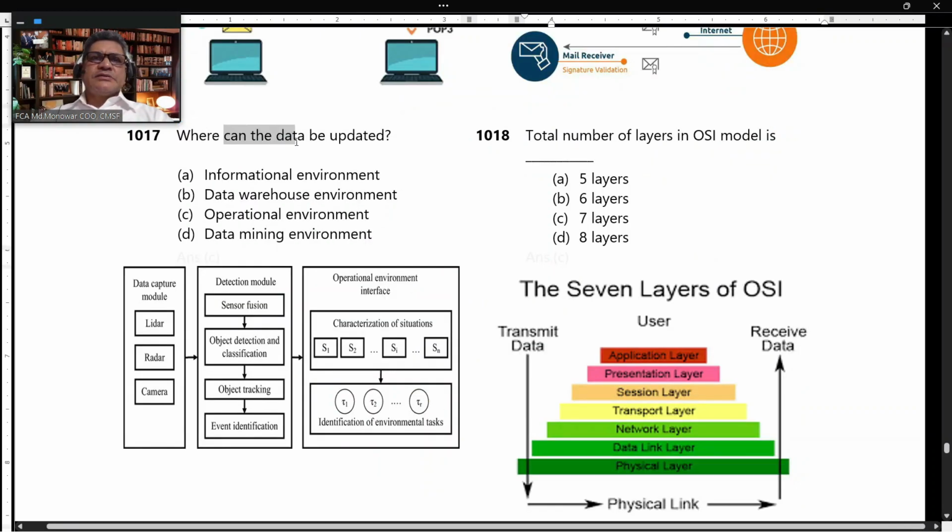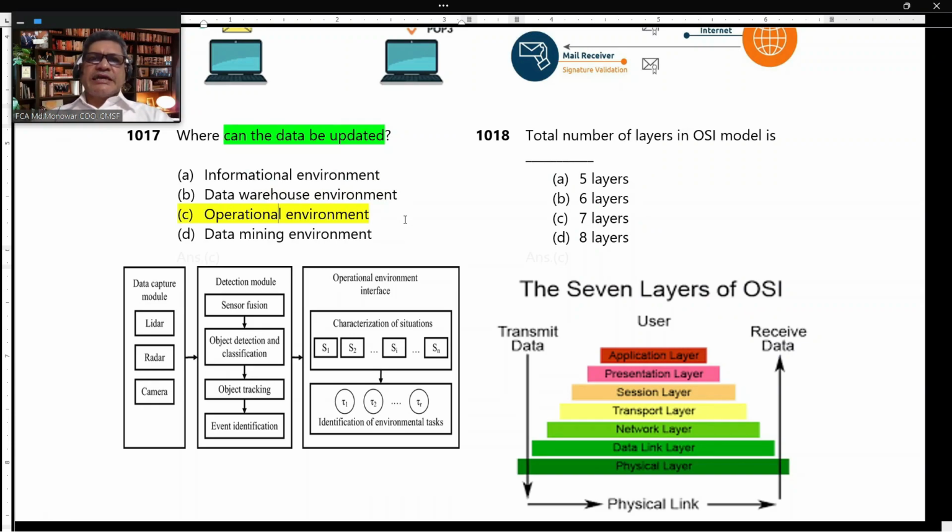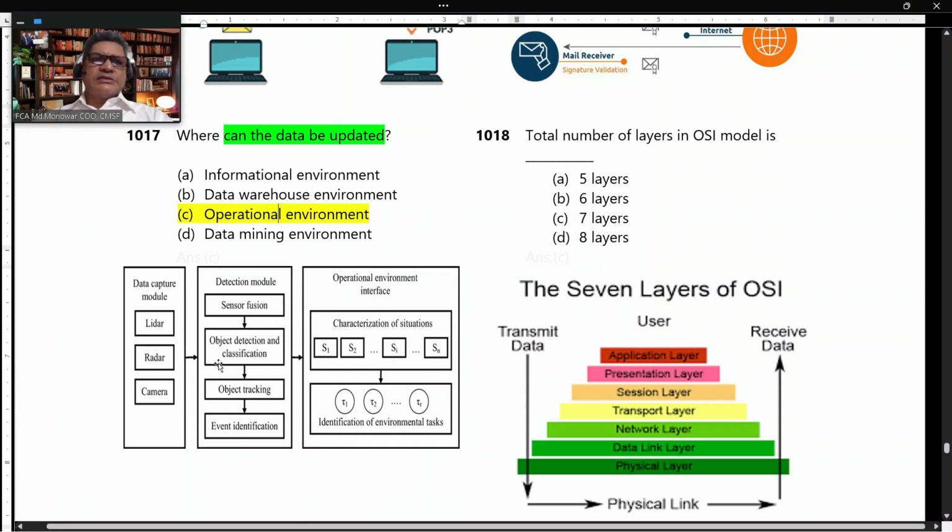Where can the data be updated? Data can be updated from the operational environment. Answer C. Look here: data capture module here, detection module here, and operational environment interface here. So within the operational environment, data can be updated. Answer C.